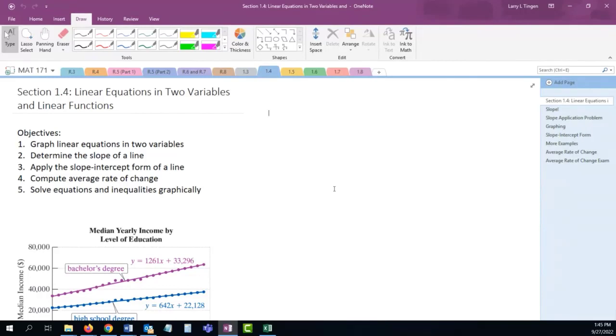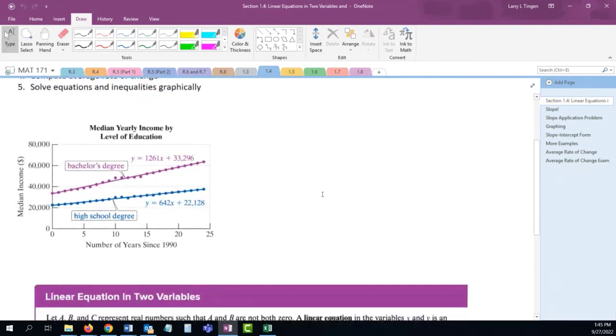Equations with two variables. I have a dependent and an independent variable. Typically, the dependent variable is y and the independent variable is x. And we see a graph right here with median yearly incomes by level of education. The y-axis has median income in dollars, and the x-axis, notice, is not the years, but the number of years since a given year.